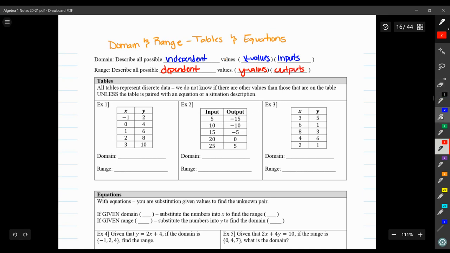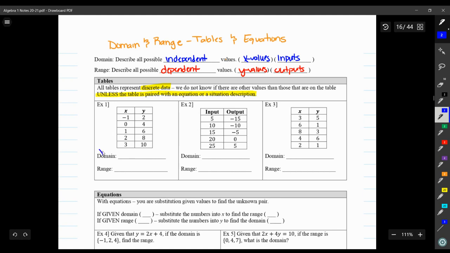So let's talk about tables first. When we have tables, all tables represent discrete data. We don't know if there's other values than what is given. Now, if the table is paired with an equation or a situation description, that may change. If all you're given is a mathematical table, then we must assume that it is discrete data, unless it's paired with an equation that says this is a function given by, and then it gives you an equation with x's and y's. So let's determine the domain of example 1.